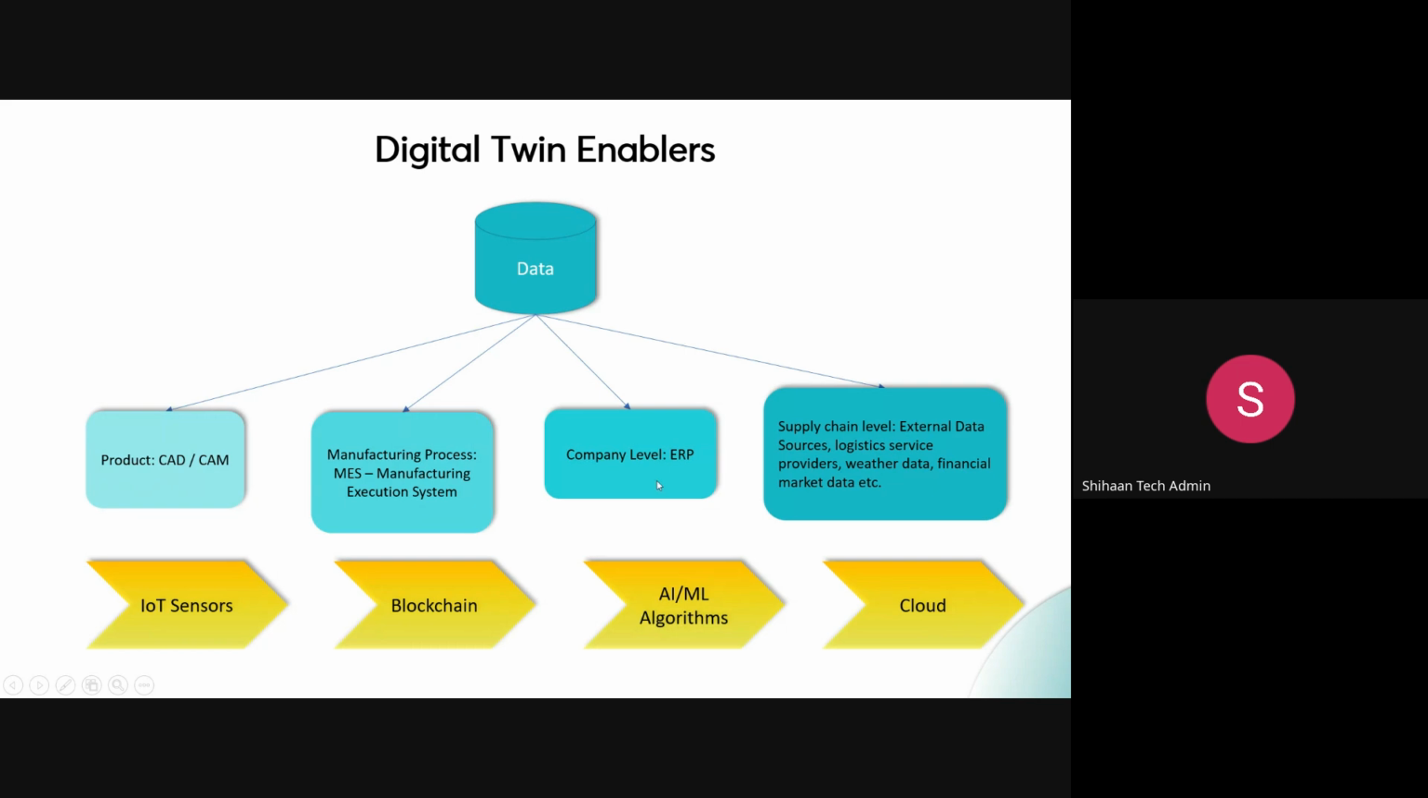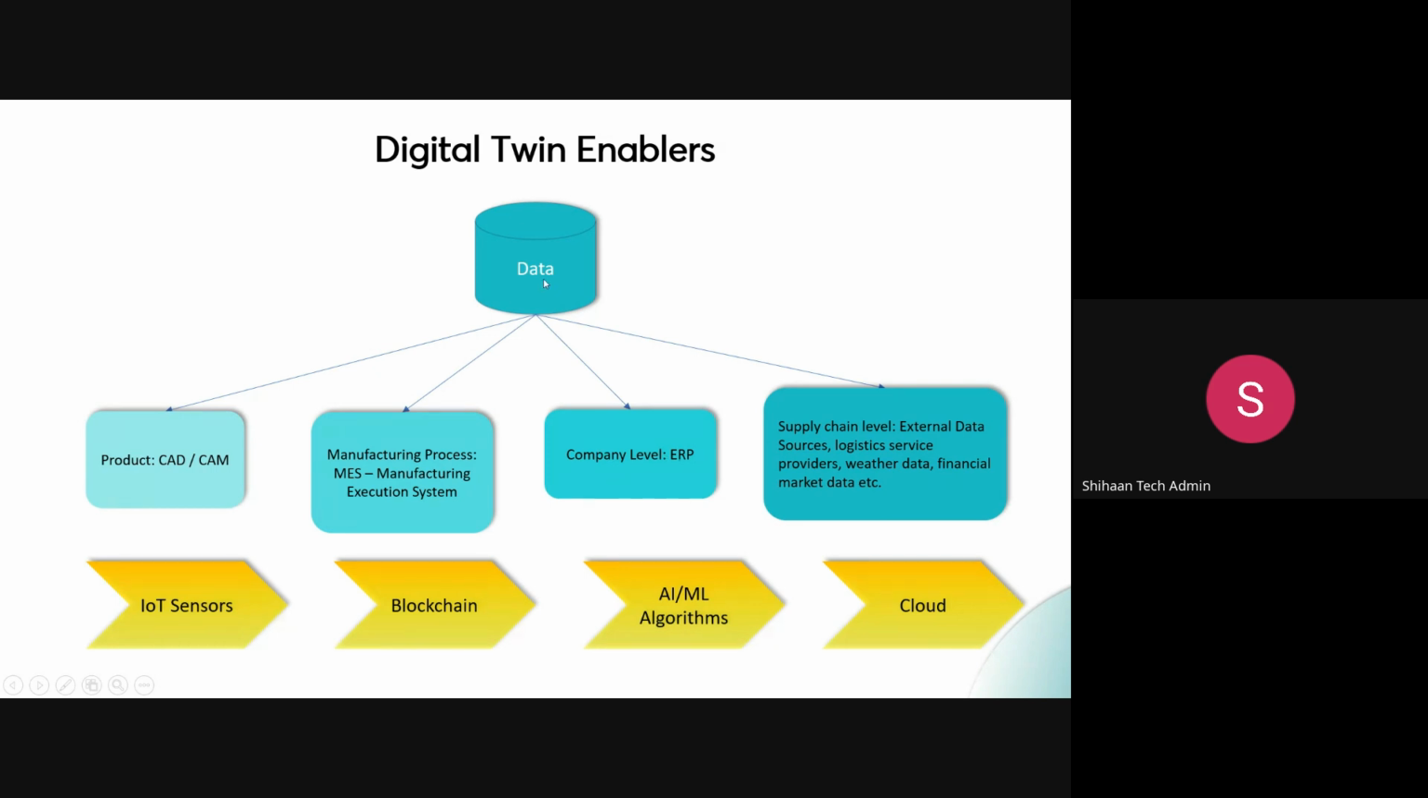For the company level data, it can come from your ERP, any ERP which the company is maintaining. It can be SAP or Oracle or any ERP system. ERP's full form is enterprise resource planning. It is a comprehensive system which is maintaining all the entity level data at the company.